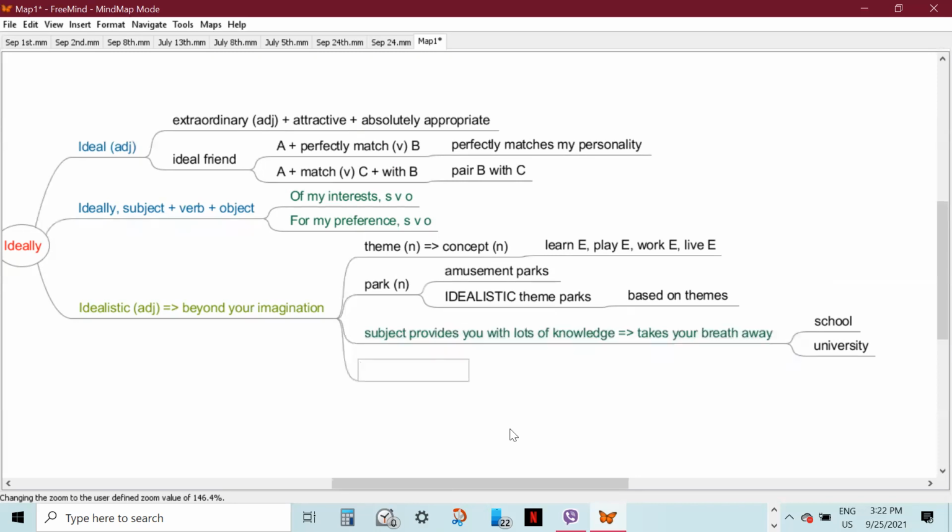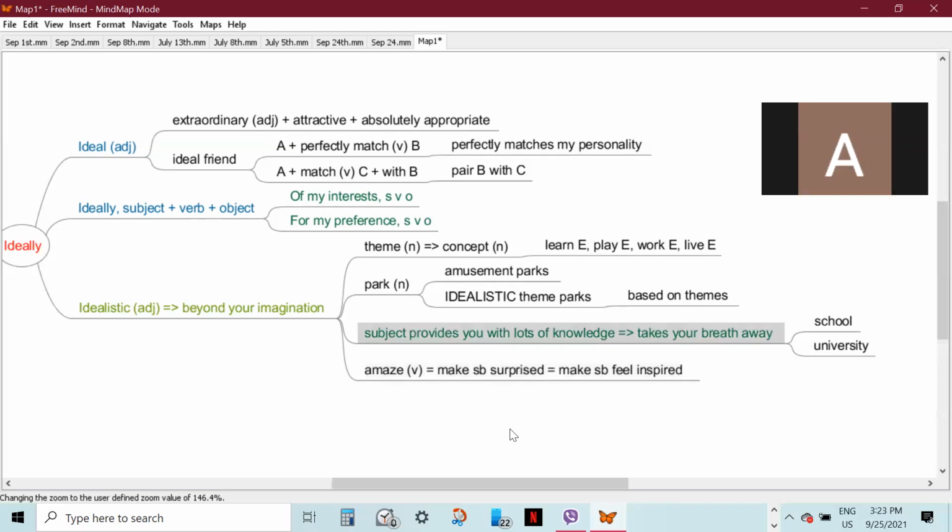It means that your idea amazed me. Your idea makes me surprised, and your ideas make me feel inspired. So if something takes your breath away, it is beyond beauty. It is so beautiful. It is highly knowledgeable. You will use the phrase take somebody's breath away or idealistic.